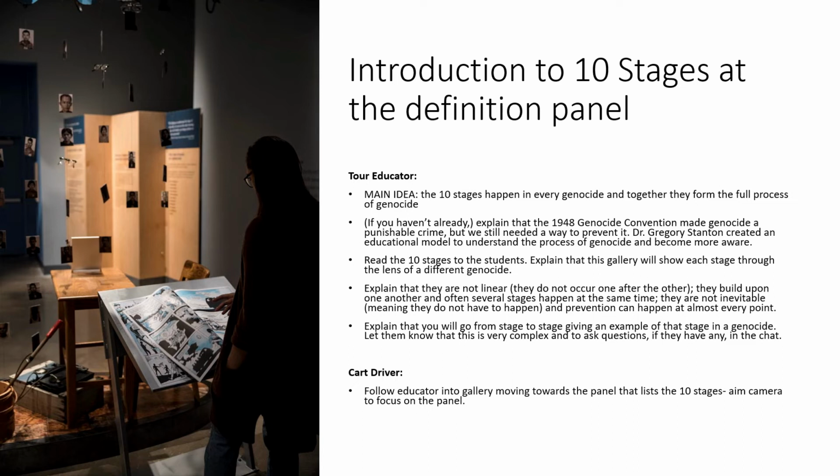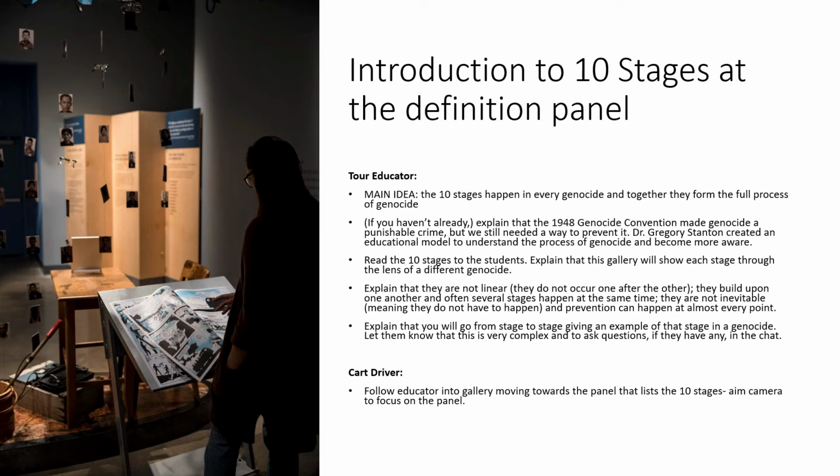So either here or at that blue introduction wall, you should explain that the Genocide Convention made genocide a crime and one that is punishable, but we still needed a way to prevent it, and a man by the name of Dr. Gregory Stanton created an educational model to better understand the process of genocide and to be aware of when genocide is happening. At this panel, then, you should read the 10 stages of genocide to the students and explain that this gallery will show each stage through the lens of a different genocide.